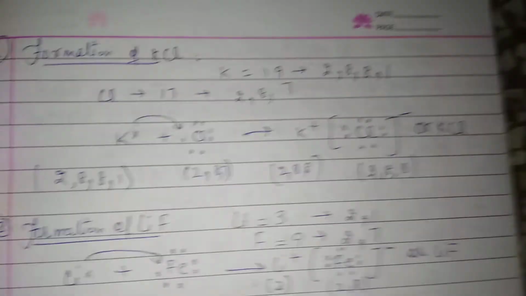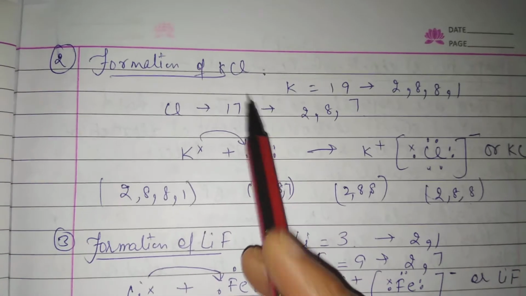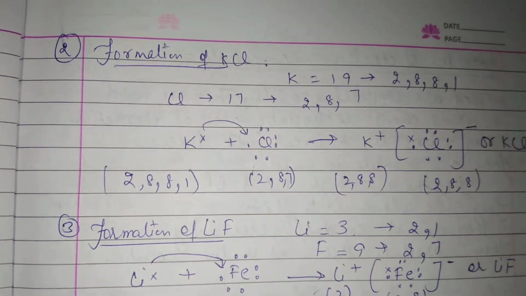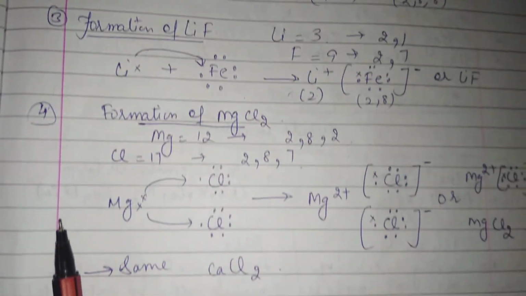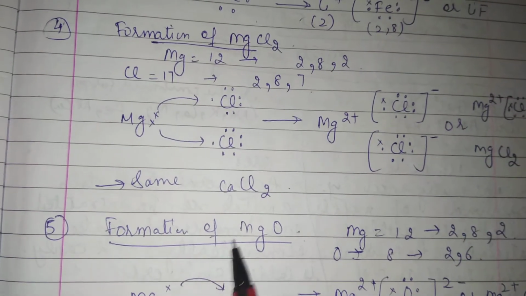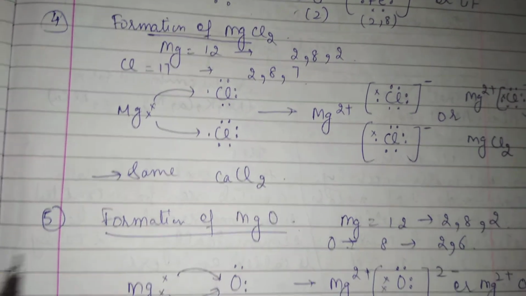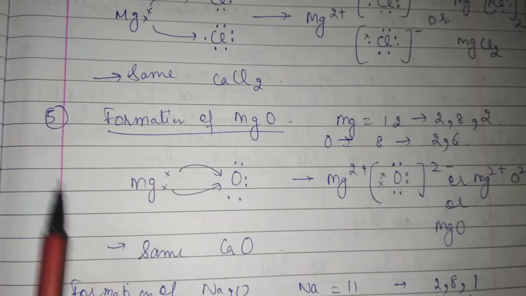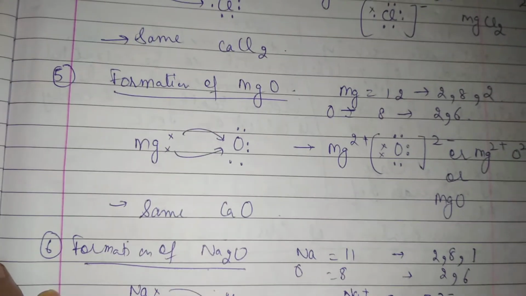Now you can do other examples also: KCl, lithium fluoride, magnesium chloride, and the same for calcium chloride. Magnesium oxide, same example is calcium oxide and sodium oxide. You have to do it yourself.